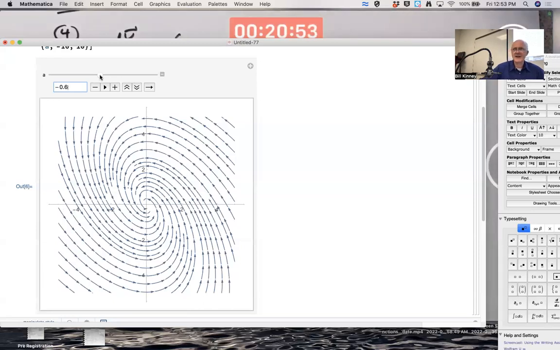What's happening to the eigenvalues here? Okay, imagine the complex plane. Here's the horizontal real axis. Here's the vertical imaginary axis. The eigenvalues, their real parts are still negative, but they're getting closer to zero. They're moving closer to the imaginary axis.